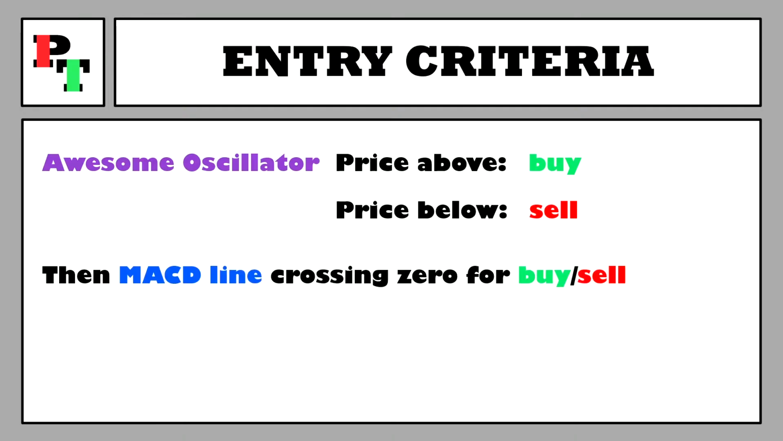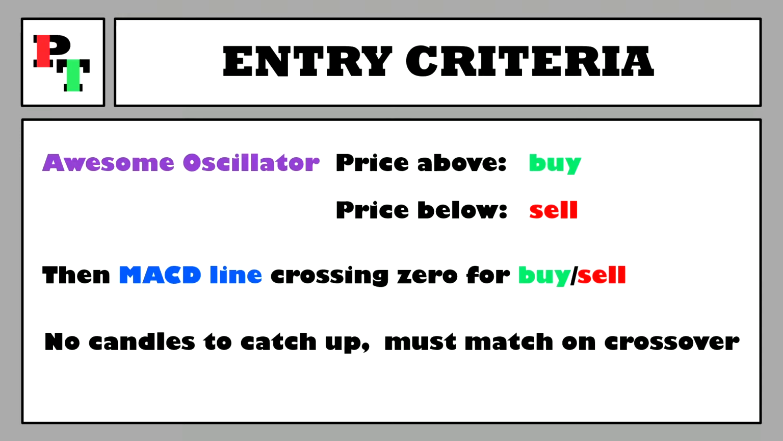Then for our MACD line, we are just going to take that simple zero line crossover as our entry signal. So when the MACD line closes above 0, we'll enter a buy trade, and when it closes below 0, we'll enter a sell trade. There will not be any candles for one indicator to catch up to the other for the entry signal. When the MACD line crosses the 0 line, it is then or never for the trade. If the AO doesn't give the signal to go ahead, then we are out of it.